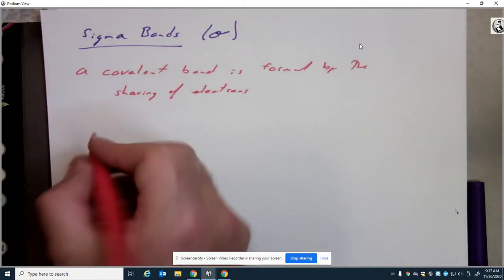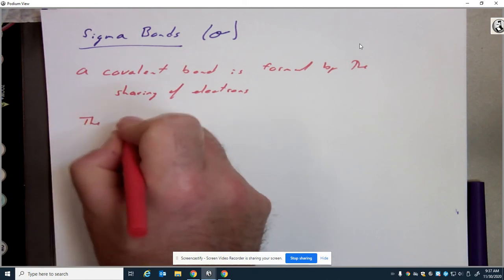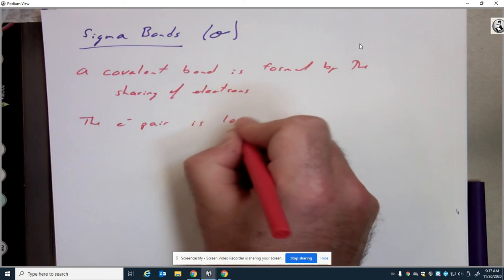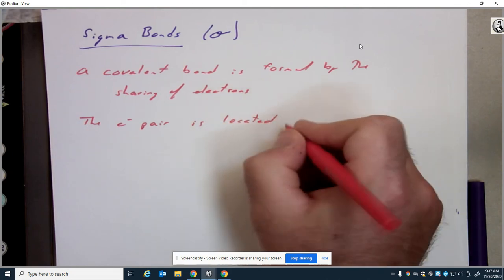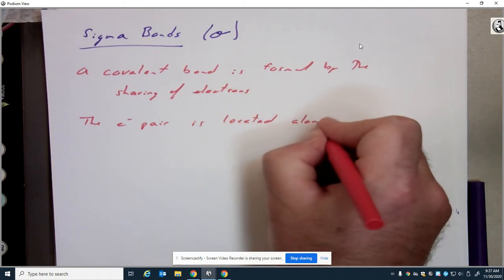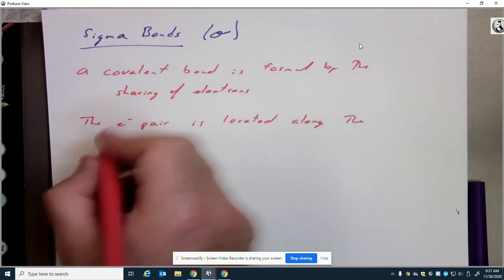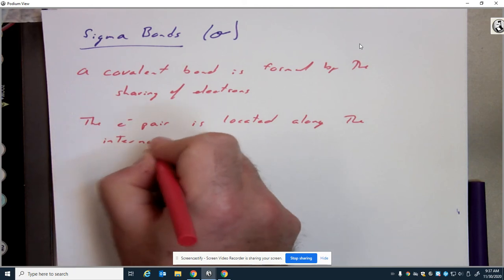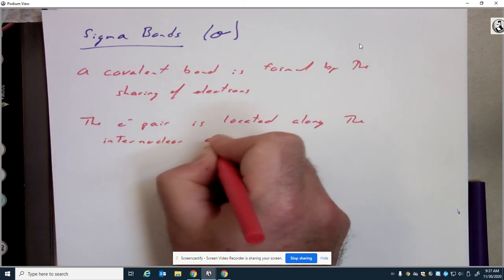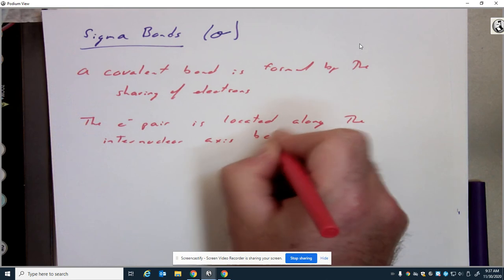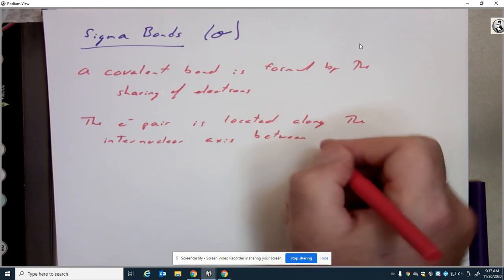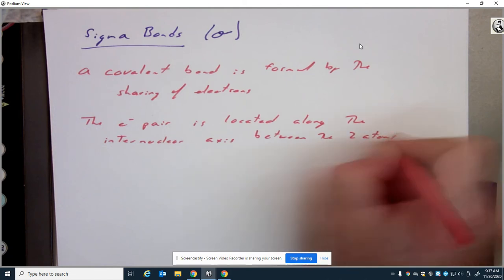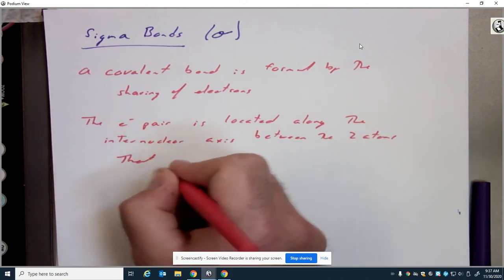Now, in a sigma bond, the electron pair is located along the internuclear axis between the two atoms that share the electron.